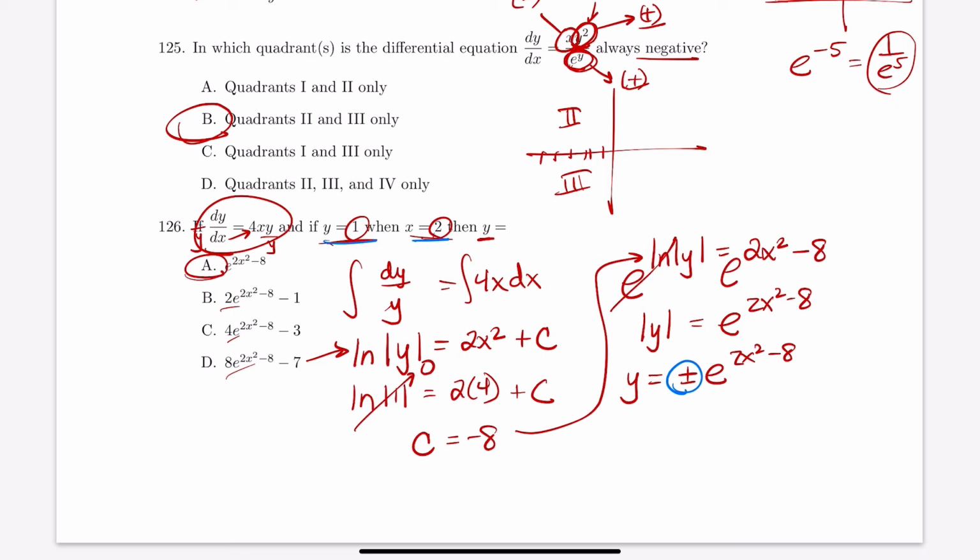Because if you think about it, if I plug in 1 for y, that'll be 1 equals plus or minus e to the, if I plug in 2 for x, that'll be 8 minus 8, which will be e to the 0 power. So then you know that this is going to be 1, right? So then let's see, is it going to be the plus or the minus? Because if I go with the minus, the negative 1 does not equal 1. The negative 1 on this side does not equal positive 1 on that side. So we know that the answer is going to use the positive. So that's why y is equal to positive e to the 2x squared minus 8.